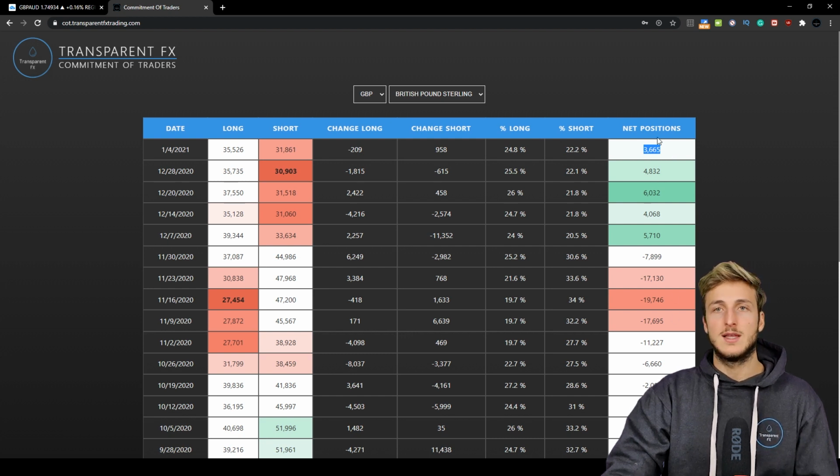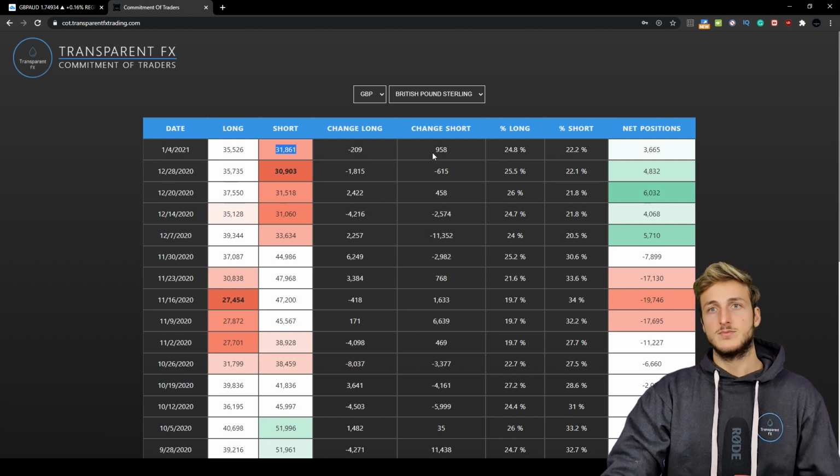However, if we look at the long term, we can see that we went from having more shorts than longs, with a negative net positioning of minus 19.7K with 47.2K shorts and 27.4K longs, all the way up to having a positive net positioning of 3.6K net positions with 35.5K longs and 31.8K shorts. So we have increased net positions quite a lot in the long term, but as we have just seen, in the short term, net positions are decreasing.